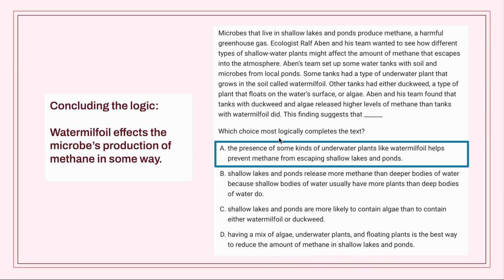So that's why A is going to be the closest thing directly completing our logic, that because we observed that the tanks with the water milfoil released less methane, and our research is about which plants affect methane in what way, then this finding suggests that some underwater plants like water milfoil help prevent methane from escaping.